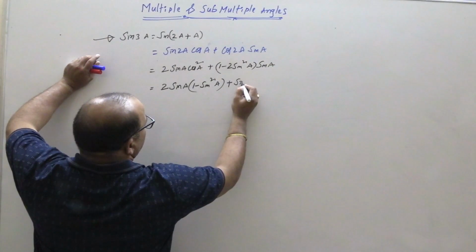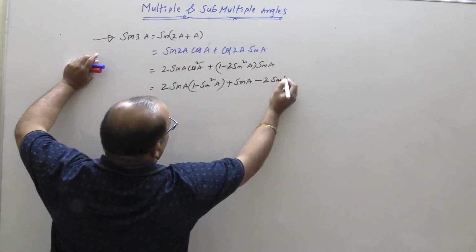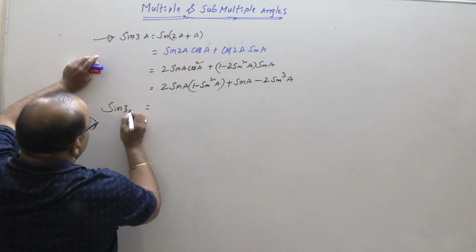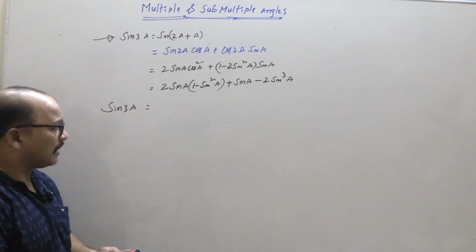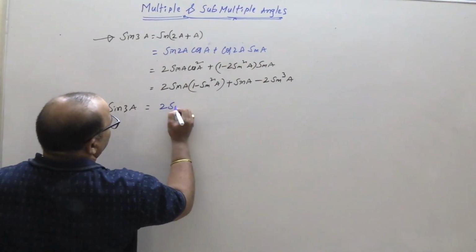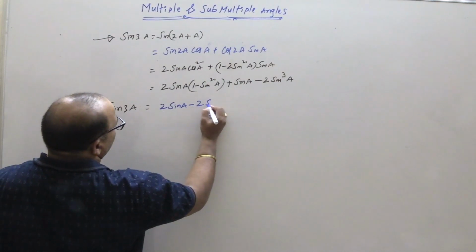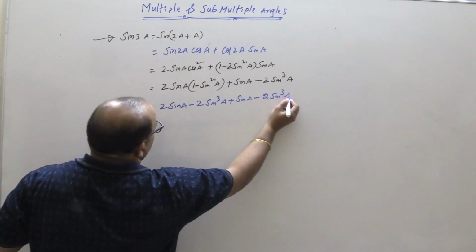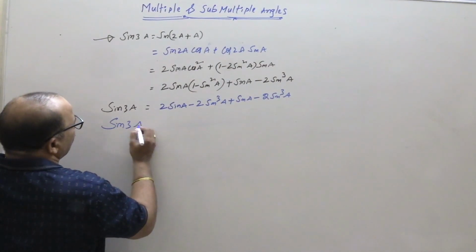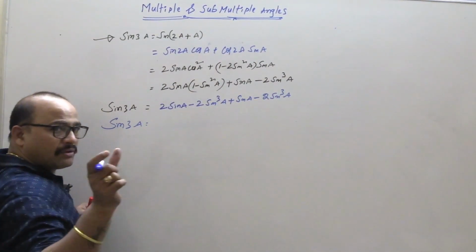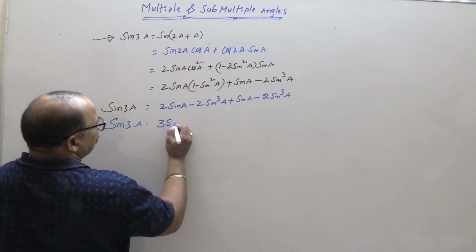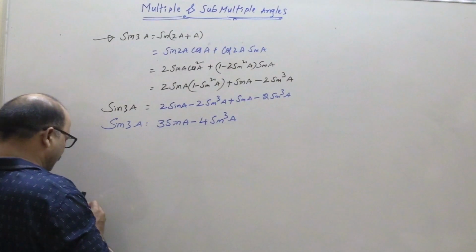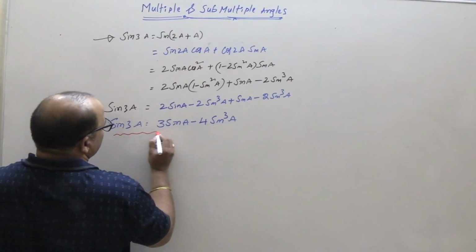Yes, plus just usual multiplication, students. Sin A into 1 gives sin A, minus 2 sin cube A. Now the sin 3A formula: 2 sin A minus 2 sin cube A plus sin A minus 2 sin cube A. So students, 2 sin A plus sin A, written together, is 3 sin A, minus 4 sin cube A.